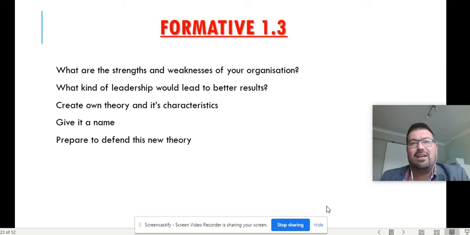Now I want you to create a theory based on your strengths and weaknesses and create characteristics. So you don't have to take a pure visionary or pure transformational theory. You're going to take little bits and pieces of each theory. But now you're going to link it to the strengths and weaknesses of your business. Tell me about it, give it a name, and then prepare to defend this theory. Okay, so you're going to use this formative to do exactly that. But create your theory, give it characteristics, and then give it a name. And so put all your notes down under formative 1.3.